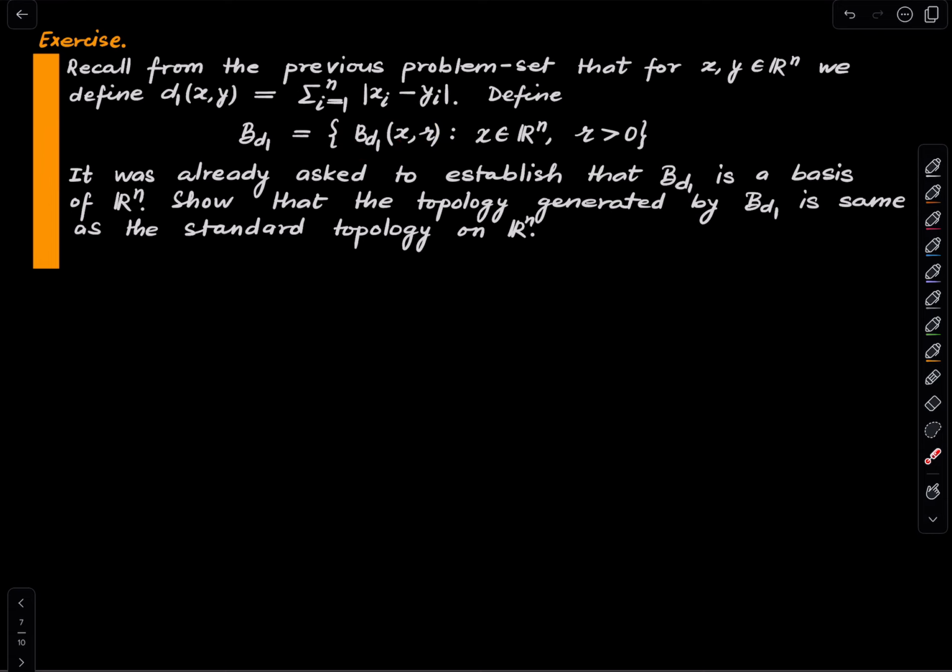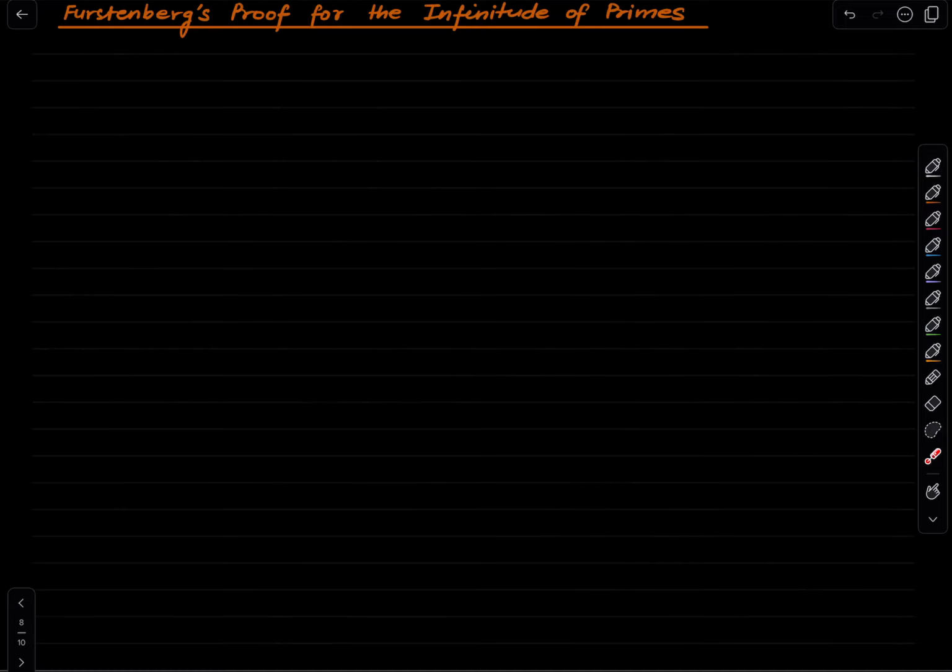And now finally, for something very interesting, we are going to prove that there are infinitely many primes using what we discussed. It's quite amazing that we can prove something so number theoretic using some elementary general topological concepts. And this proof is due to Furstenberg, a great mathematician. And without wasting time, let me start.